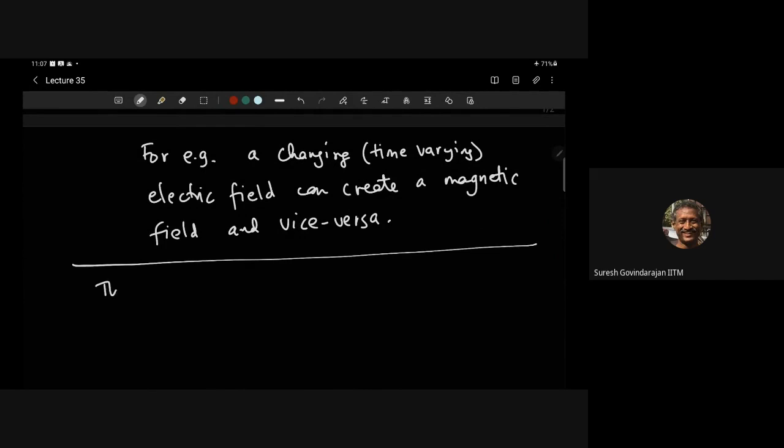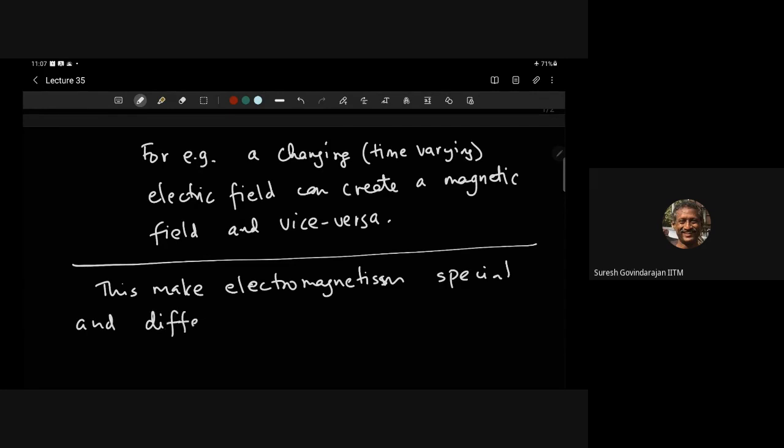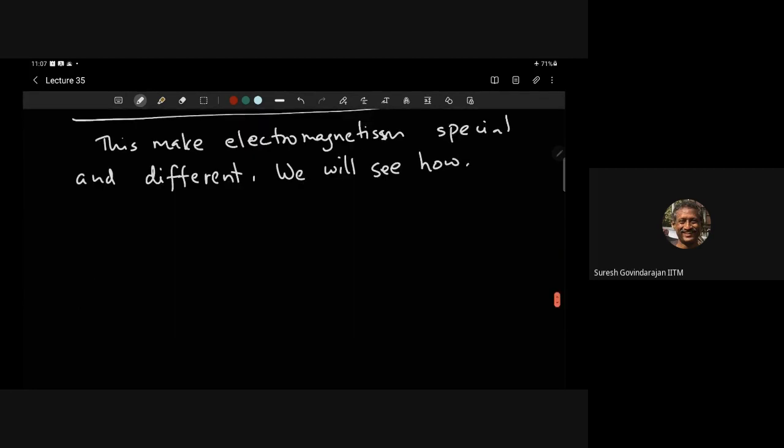and so this makes electromagnetism special. It is special and different. Okay, and we will see how. We will see. So I just want to do some background.